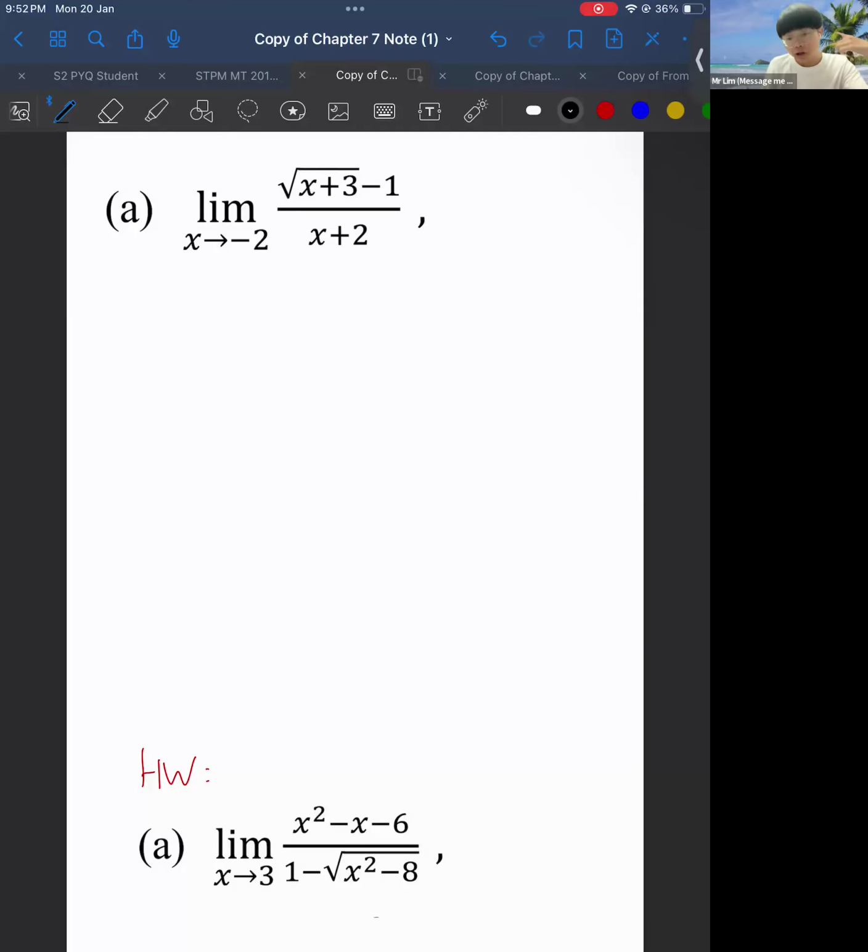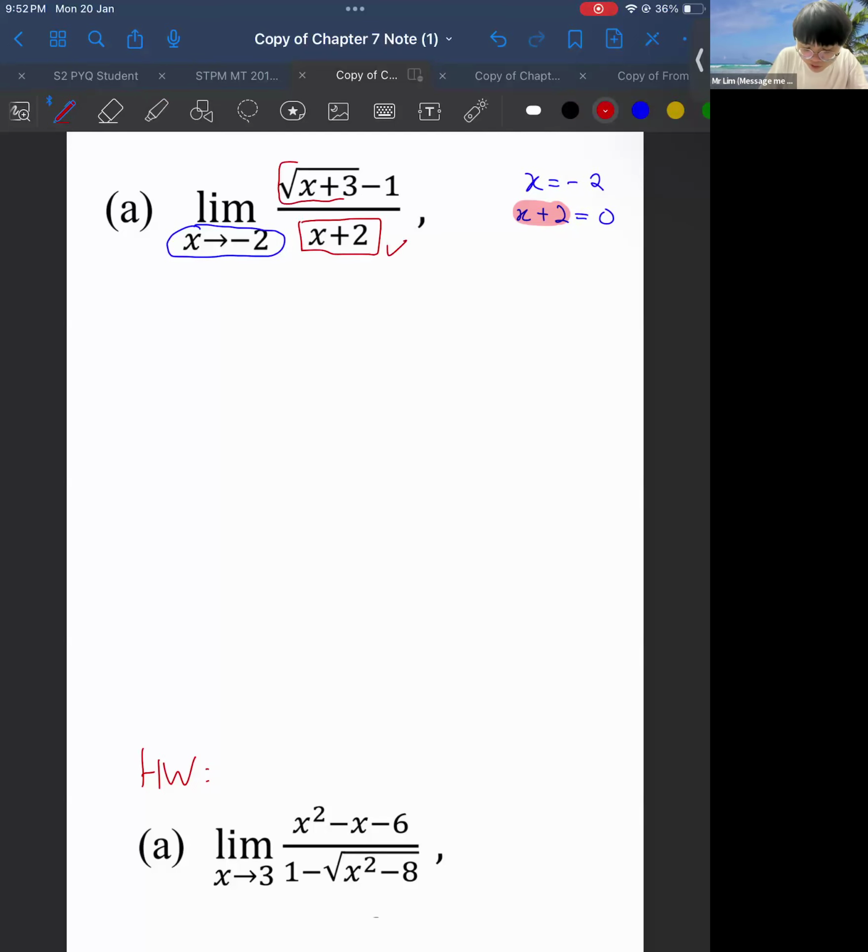For the rest of you, if you find difficulty with this question, actually this one is also very similar to just now. The clue is always the same. If x approaches -2, first you write x equal to -2, x plus 2 equal to 0. So the clue tells you that you need to factorize x plus 2. In the denominator it's already okay, no problem.